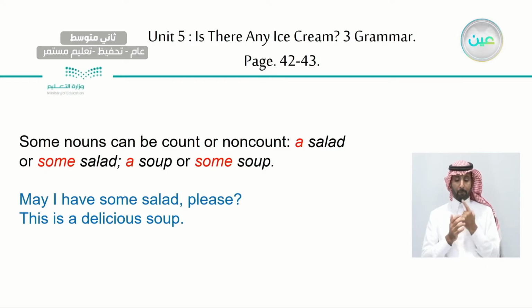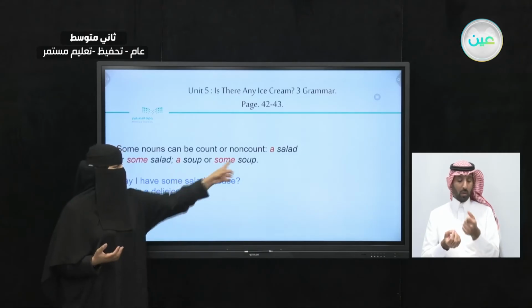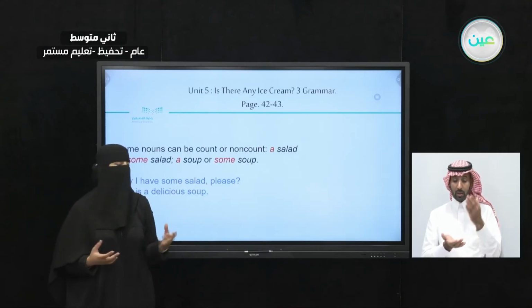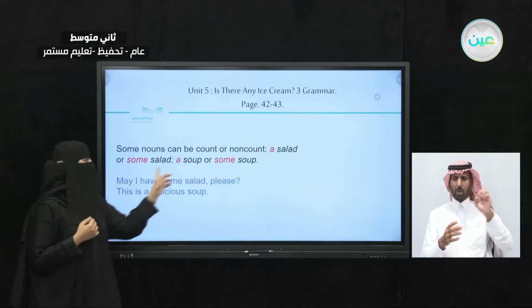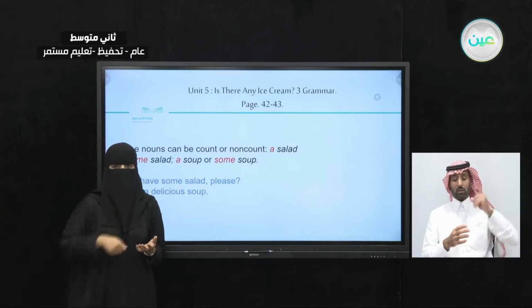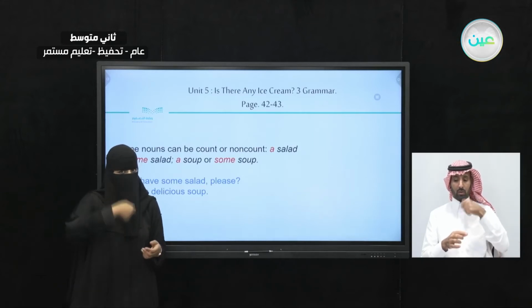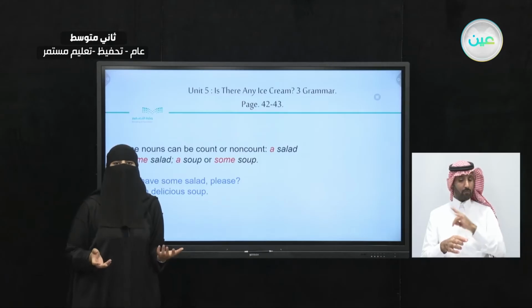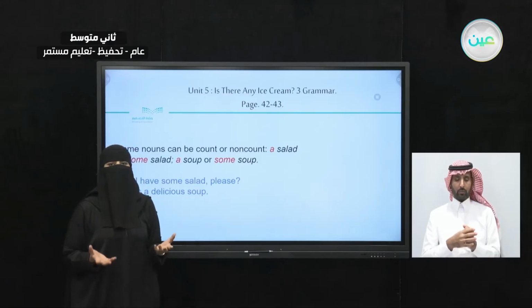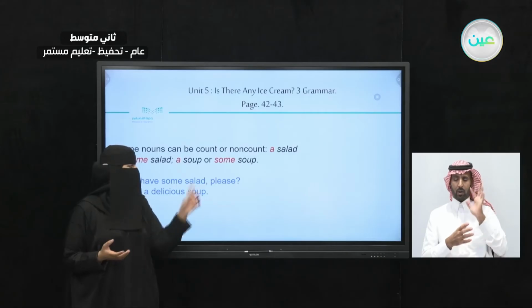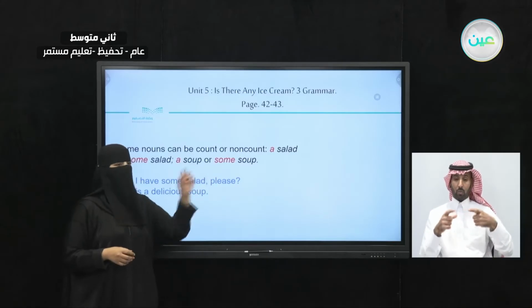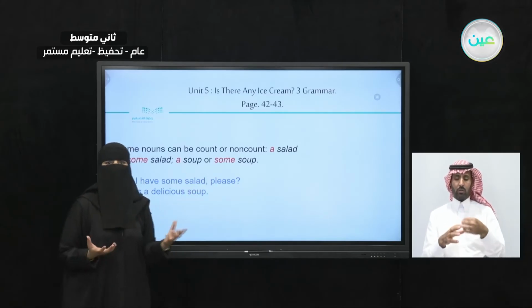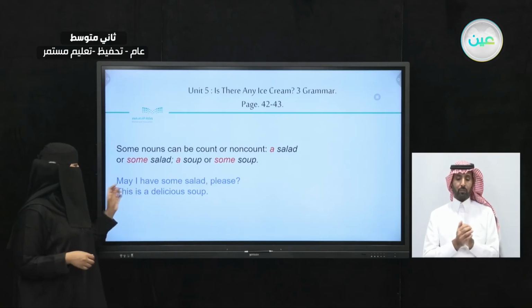Now let's take a look at this here. Some nouns can be both count or non-count nouns. Like what? Like the example here, salad. I can say a salad or some salad. I can say a soup or some soup. When you're having soup, can you count the soup? No, you can't. So it's a non-count, but you can use it here. A soup means a bowl of soup, or some soup. It can be both.